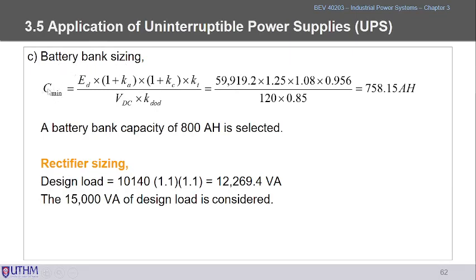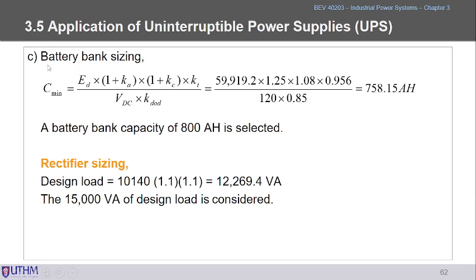The C minimum. So what is the minimum size? Of course you can go for a higher rating of the battery size. So this is the minimum: this is the ED, multiplied with 1.25 after we consider the KA. And the KC is 8%, and the KT is this one, and VD 120, and KDOD is 0.85.